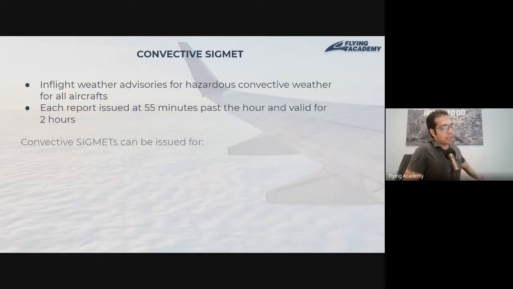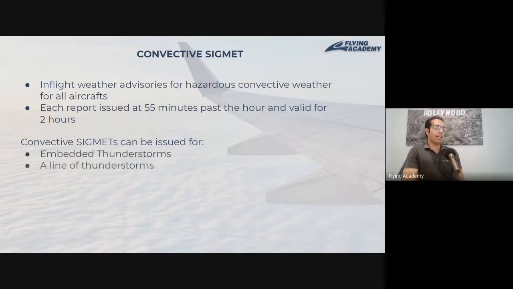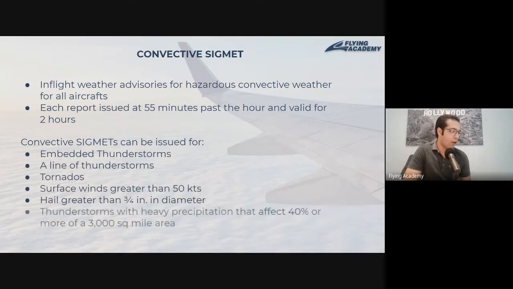Last but not least, we get to the beast, convective SIGMET. Convective SIGMET is hazardous to all airplanes, and it's bad weather with convective activities. Up and down motion, severe clouds, bad and nasty weather. They're issued every 55 minutes. Each issuance is valid for 2 hours.